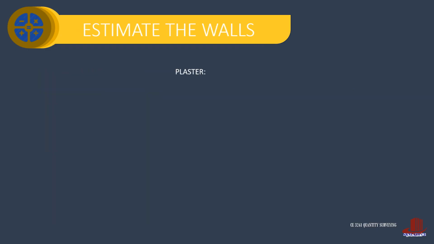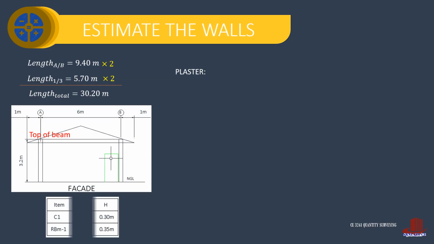After the mortar, we then compute for the plaster. From the computation earlier, we have the length of the walls for grids A and B, then 1 and 3. The lengths are multiplied by 2 to account for the opposite grid, and the total length is 30.2 meters. Now for the height. We don't have to plaster the embedment, so we only take the floor to beam height of 3.2, less the height of the beam, which is 0.35, making 2.85 meters wall height.